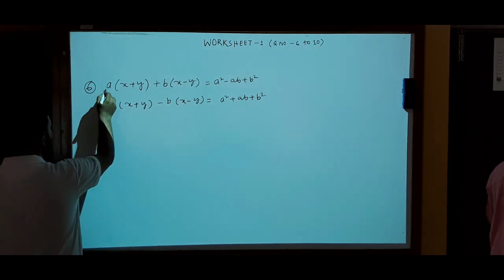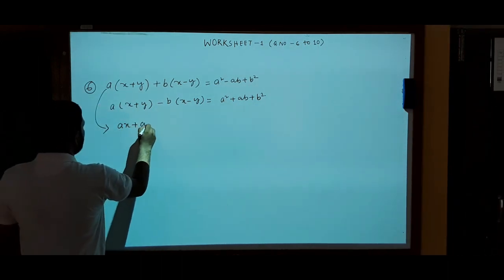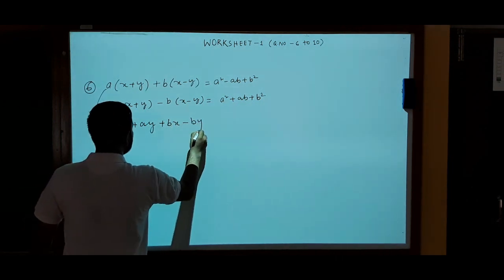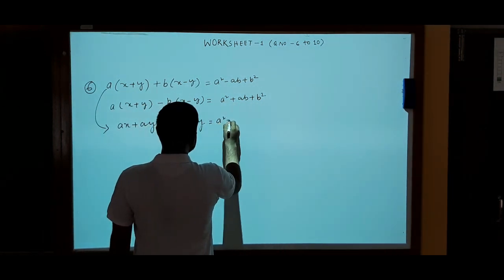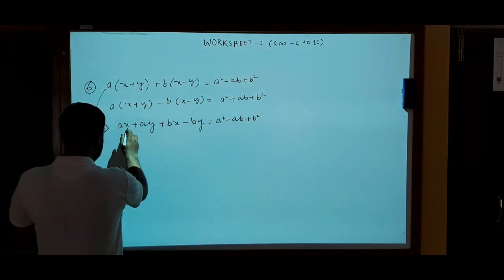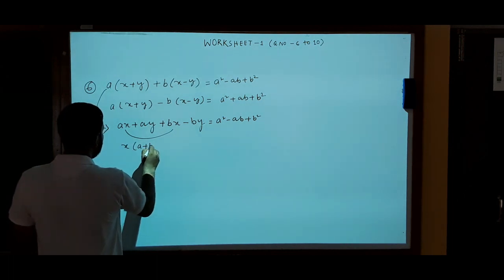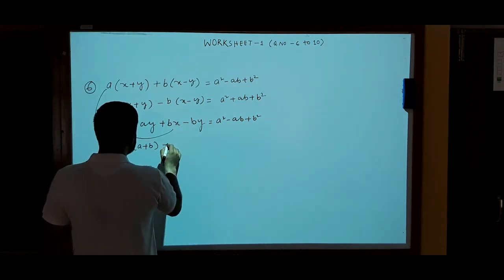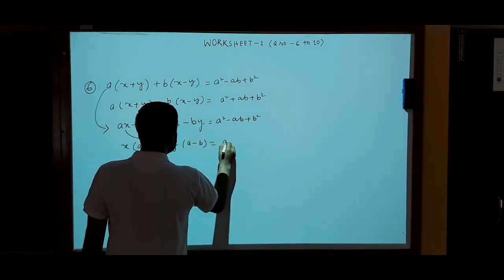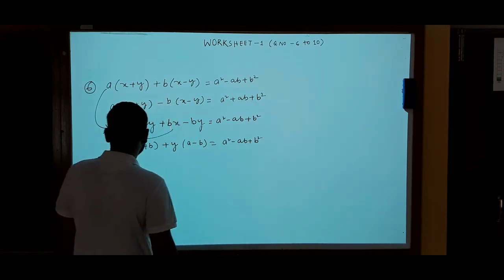How? a into x, ax; a into y, ay; b into x, bx; b into y, by equal to a² - ab + b². Now, if we take x common, I will get x(a + b) + y(a - b) = a² - ab + b².